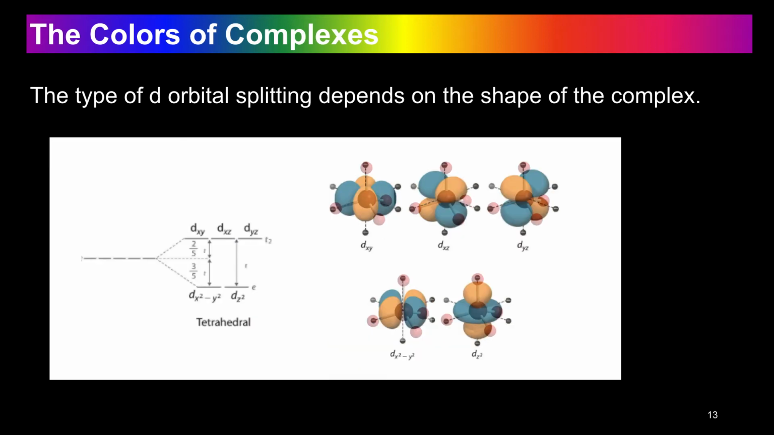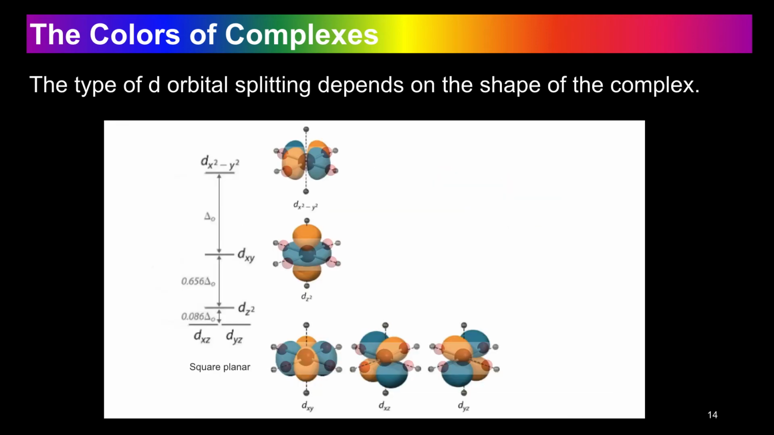In a tetrahedral complex, there are 4 ligands attached to the central metal. For the 2 orbitals with lower energy, the orbitals are directed on the axes while the ligands are not. Therefore, the electrostatic interaction is minimized. For the 3 orbitals at higher energy, the bonds of the ligands overlap with the orbitals, and the electrostatic interaction is maximized.